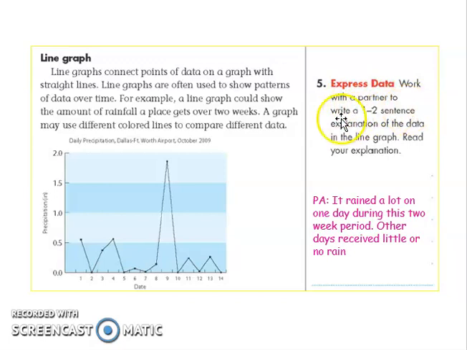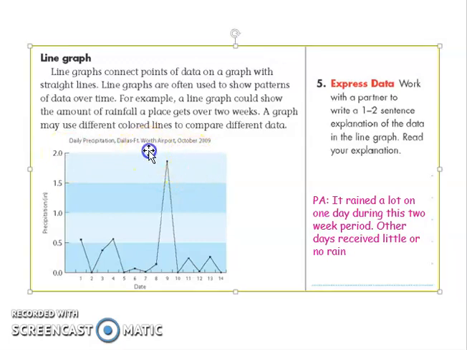Okay? Number 5, express the data. Work with a partner and write 1 to 2 sentences explaining the data in the line graph. Read your explanation. Okay? Possible answer: it rained a lot on one day during this 2 weeks period. Other days received a little or no rain. What does it mean? Look at the graph. Precipitation means it's a pouring of water from the clouds. So an example of precipitation is rain, right? So this is in inches. So 0, 0.5 inches, 1 inch, 1.5 inches, and 2.0 inches.